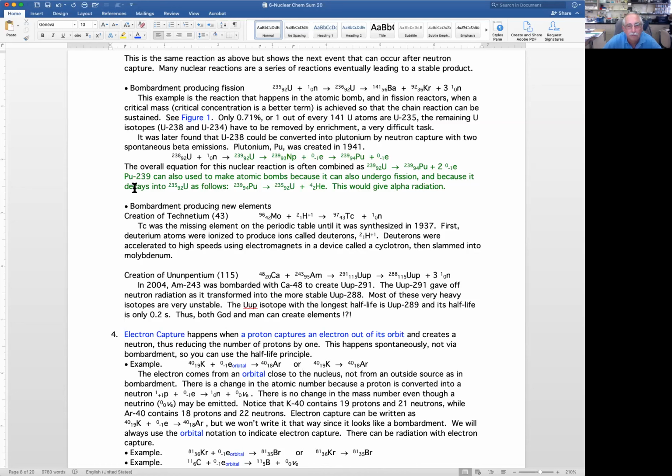So then plutonium-239 can also be used to make atomic bombs because it can also undergo fission. It also decays into uranium-235.